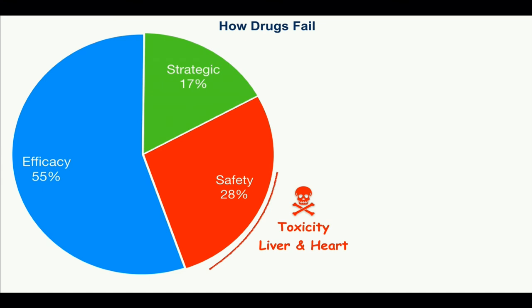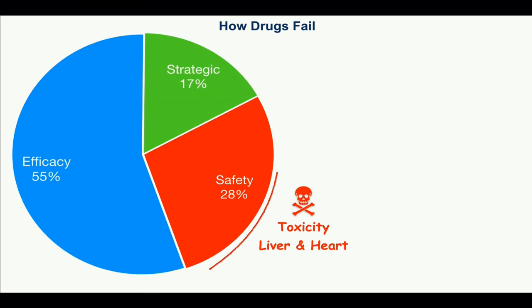Okay, so now how do drugs fail? You can just see this big red part here: safety, toxicity, liver and the heart. You might wonder what these other things are. Well, strategic means 17% of the drugs are taken out of the pipeline because the company just decided they either weren't going to make money, or that it wasn't going to handle the particular clinical application that they originally proposed. And this happens when a company gets approval, but it's black boxed.